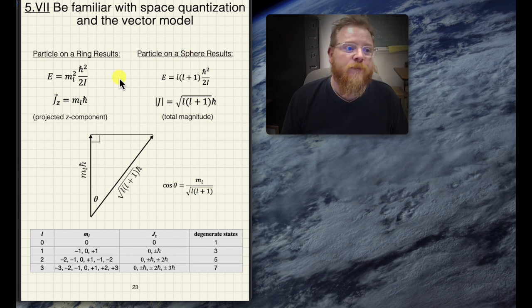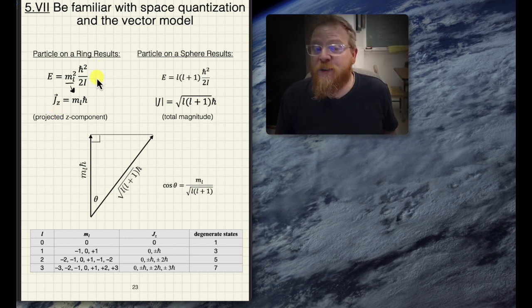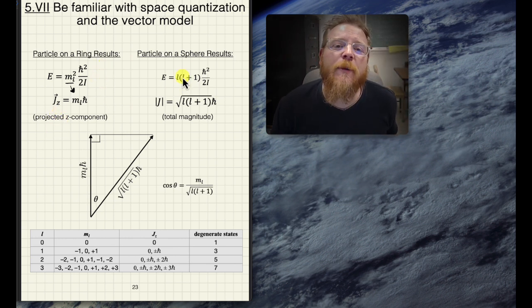So now we can start to compare our particle on a ring result to our particle on a sphere result. In the particle on a ring, the energy solution was ml squared h bar squared over 2 times I, and the projected z component of angular momentum is given by ml h bar. We can draw some parallels to that for the particle on a sphere result. We didn't talk about this energy solution before, or at least not in much detail. But the energy solution for particle on a sphere is given by L times L plus 1 times h bar squared over 2 times I.